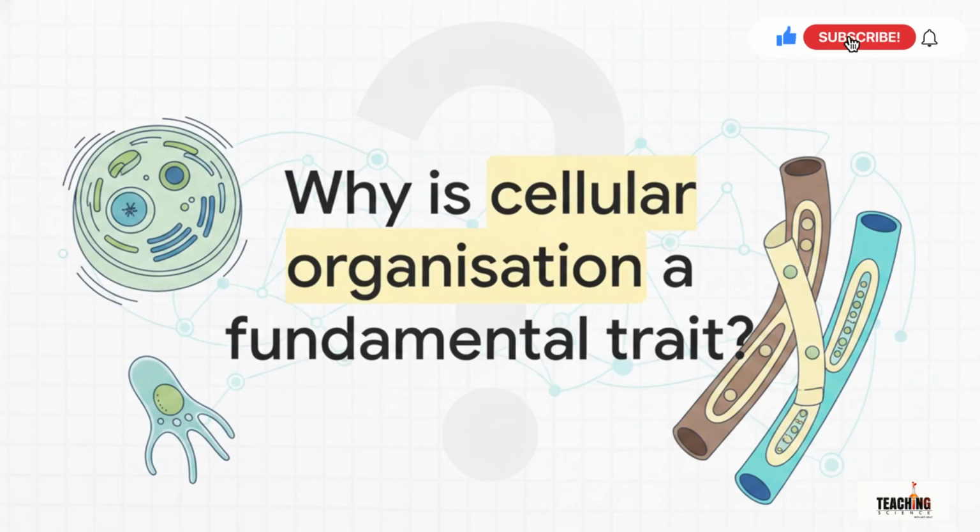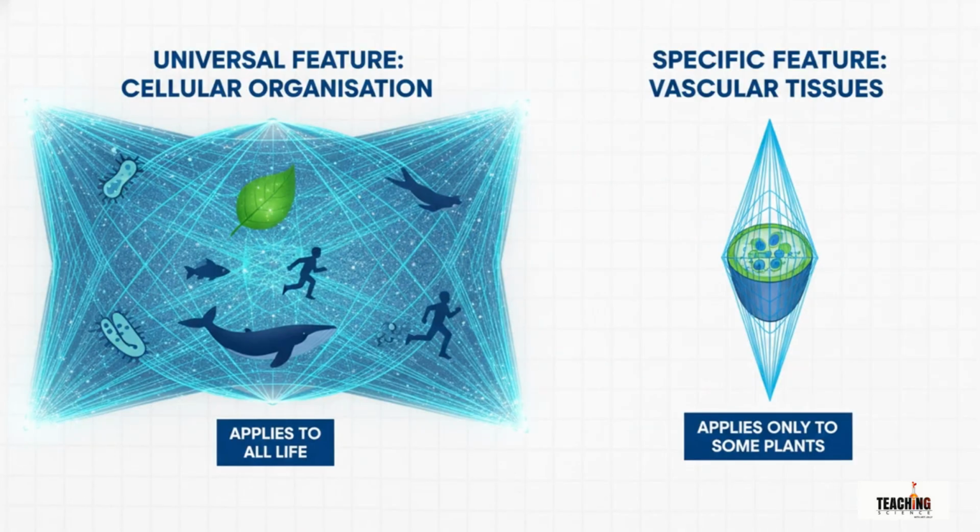Why is cellular organization considered a much more fundamental characteristic for classification than the presence of vascular tissues, like xylem and phloem? Think about it for a second. Okay, let's check your answer.